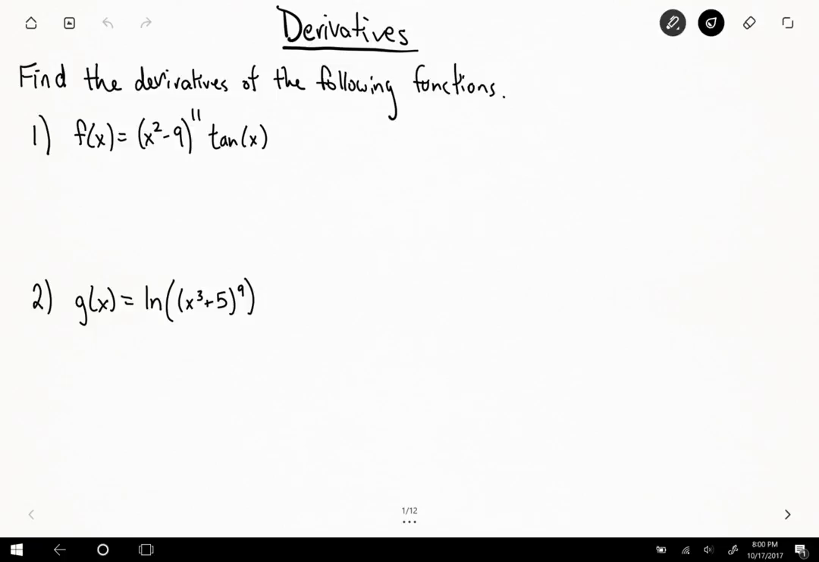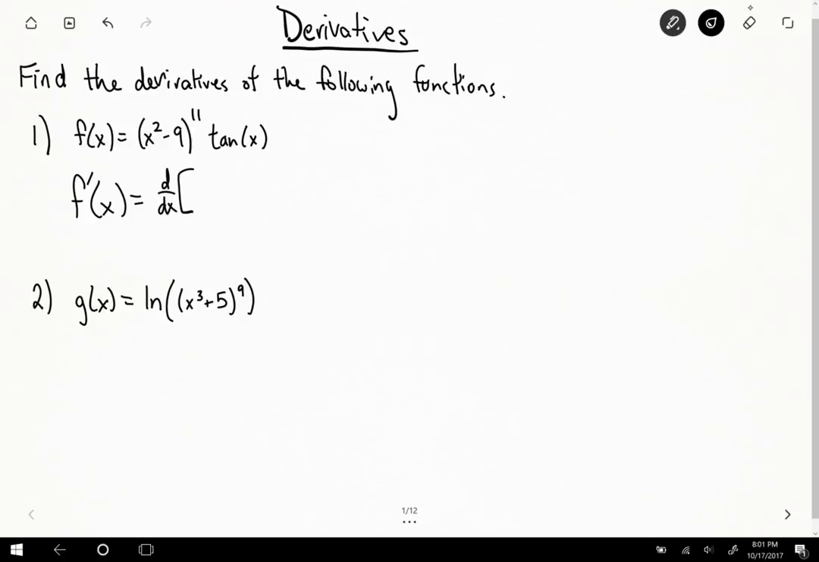Without further ado, say we have the derivative of x squared minus 9, that quantity raised to the 11th power, times tangent of x. How do we take this derivative? The first thing we do is to notice that this is a product of two functions. Sometimes people make mistakes on this. So we need to use that product rule.